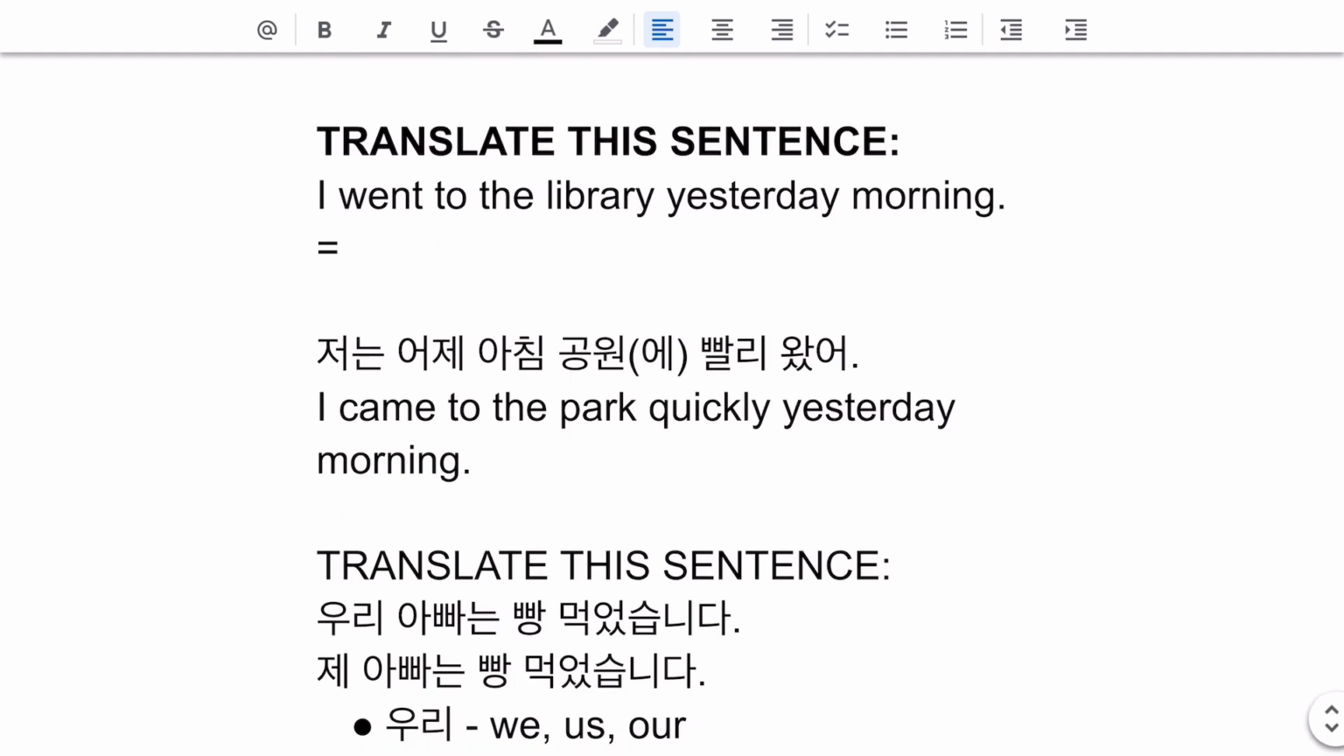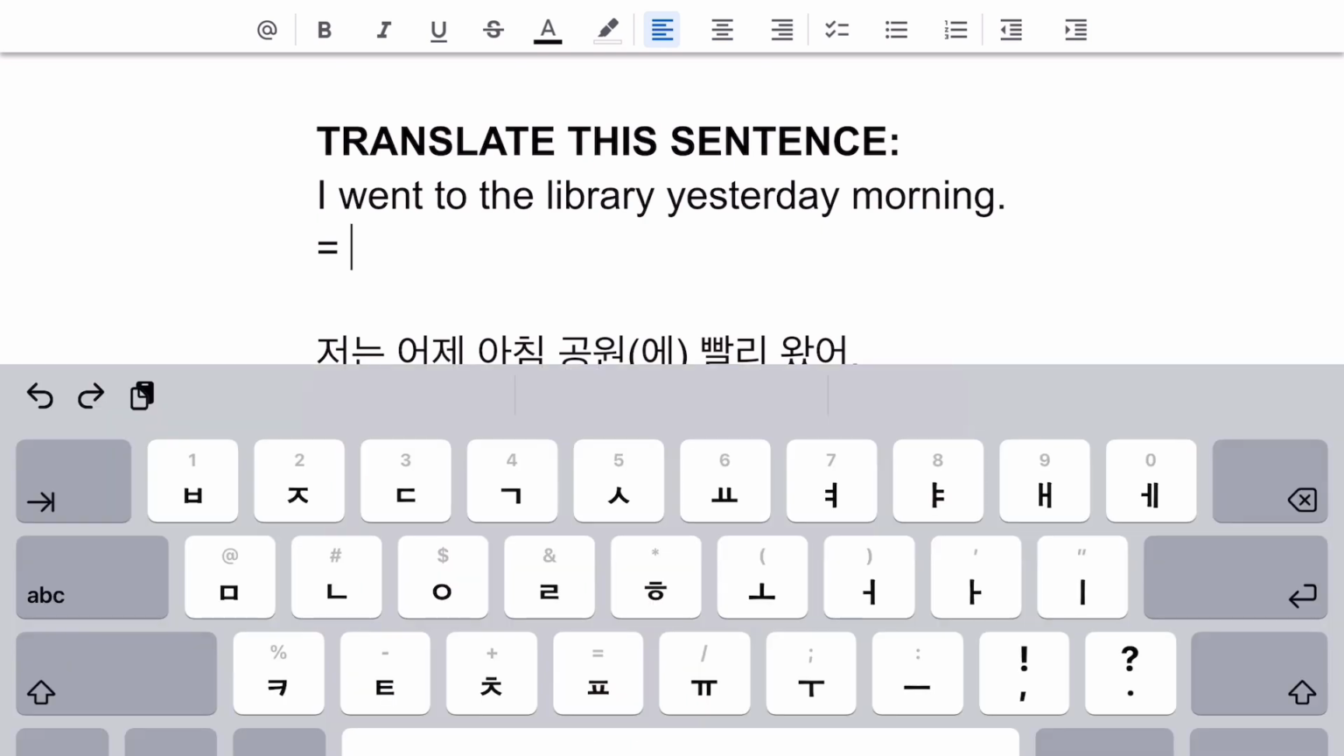Now, our turn again. I went to the library yesterday morning. If you haven't already, go ahead and pause and try this one out for yourself. Don't be afraid to be wrong. Okay, so what we need to do here is first the order. Who went to the library yesterday morning? I did. So 저 is going to be first. When did I go to the library? I went yesterday morning. 어제 아침.